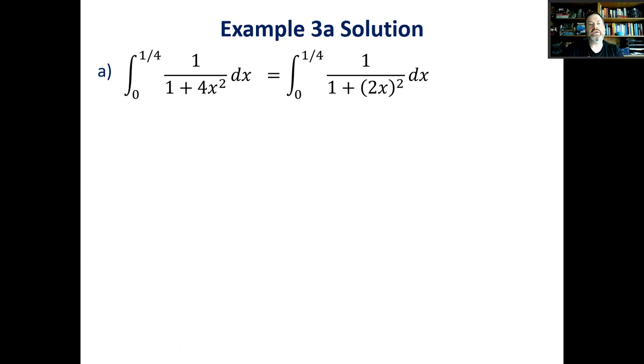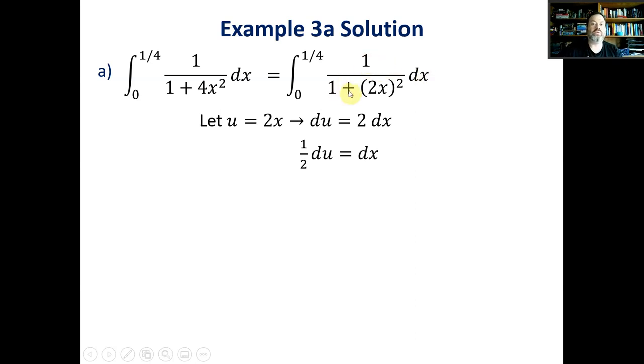And now it's going to be a u substitution. So what we're going to do is we're going to say u is 2x. So that means du is 2dx. And then you have to do that intermediate arithmetic. So we get 1/2 du is dx. So let's make sure we have everything for the substitution.